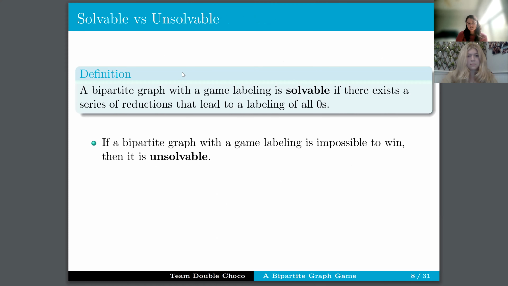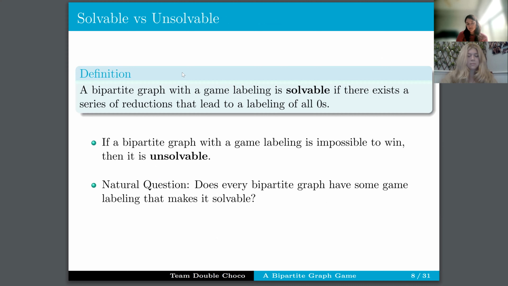We say a bipartite graph with a game labeling is solvable if there exists a series of reductions that lead to a labeling of all zeros. If a bipartite graph with a game labeling is impossible to win, then it is unsolvable. A natural question that arises is, does every bipartite graph have some game labeling that makes it solvable? And our answer is yes.